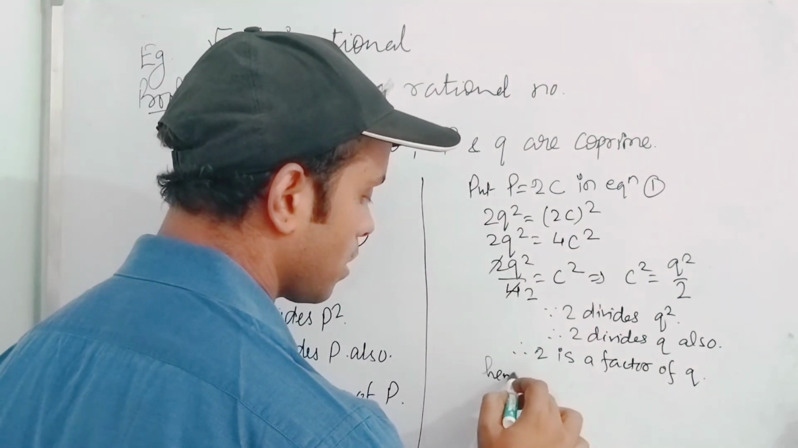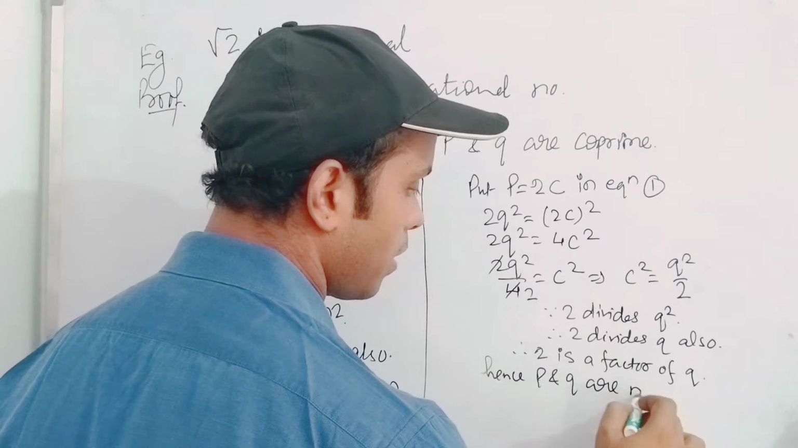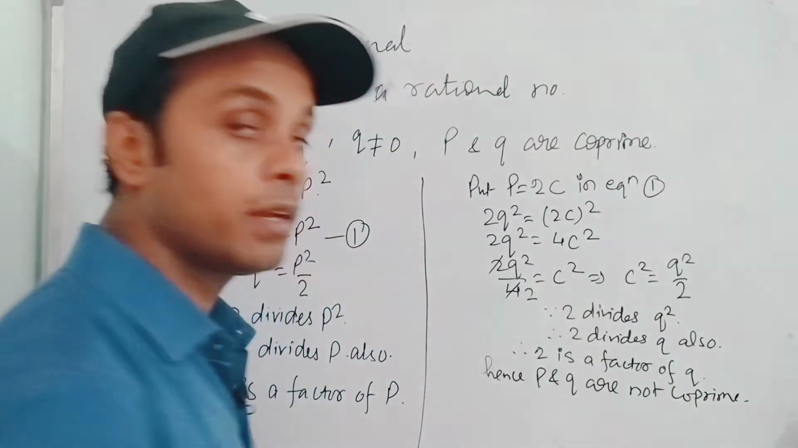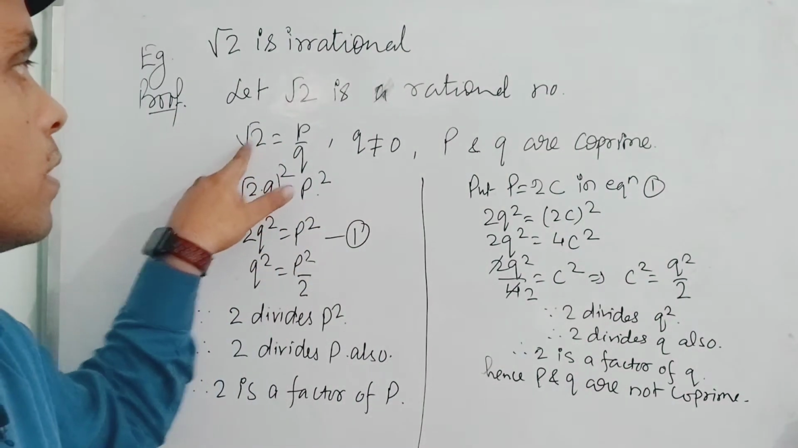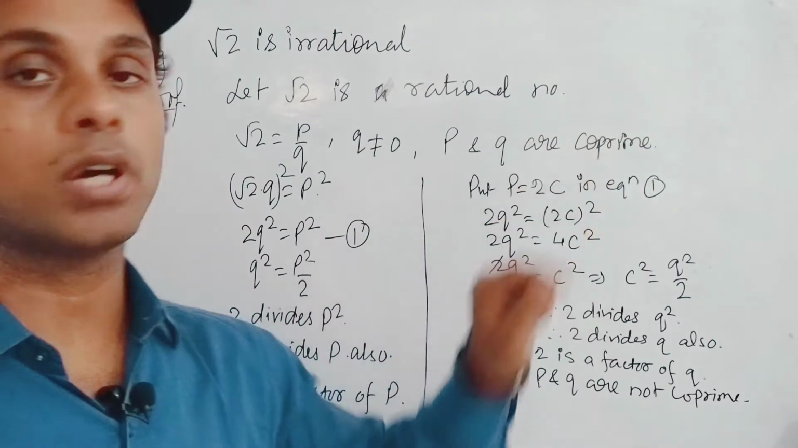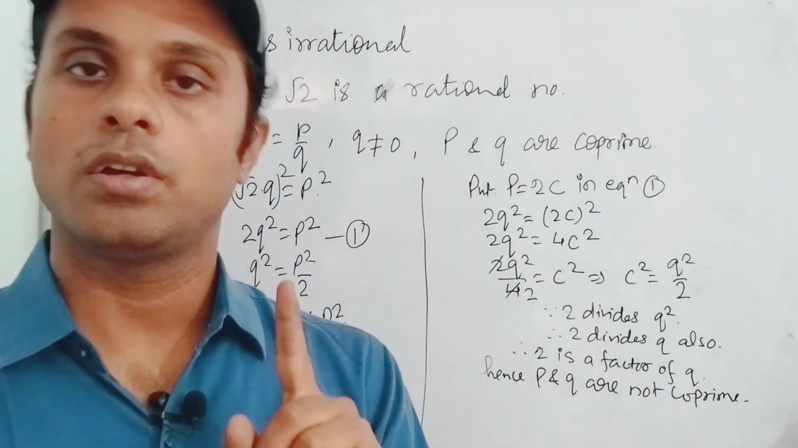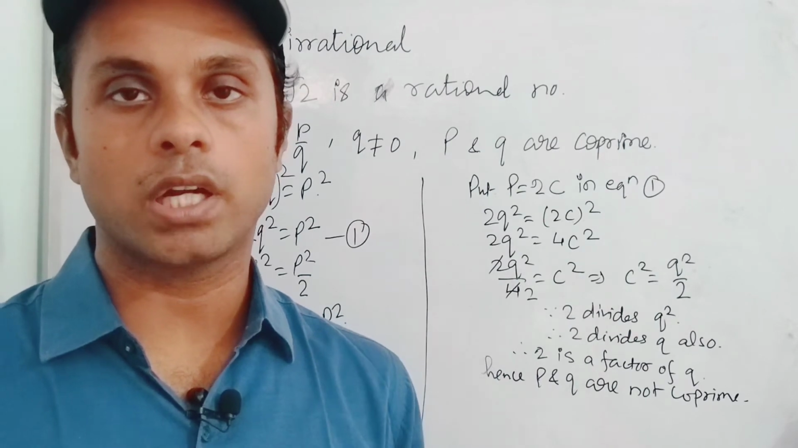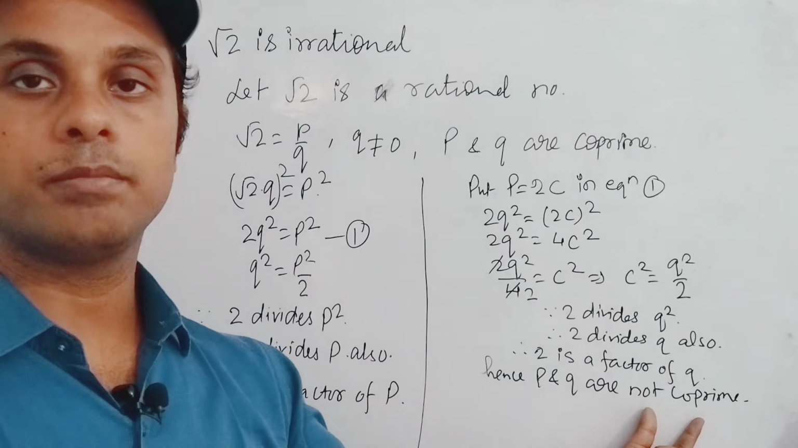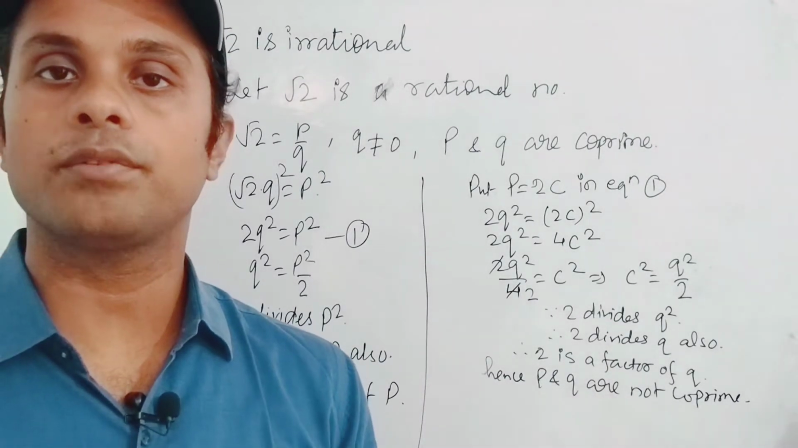Hence, p and q are not co-prime. As I told you in the beginning, if root 2 is rational, then we can write it in the form of p by q, and p and q are co-prime, which means p and q have only one common factor, 1. But we proved earlier that p and q are not co-prime because they have another common factor, 2, other than 1.